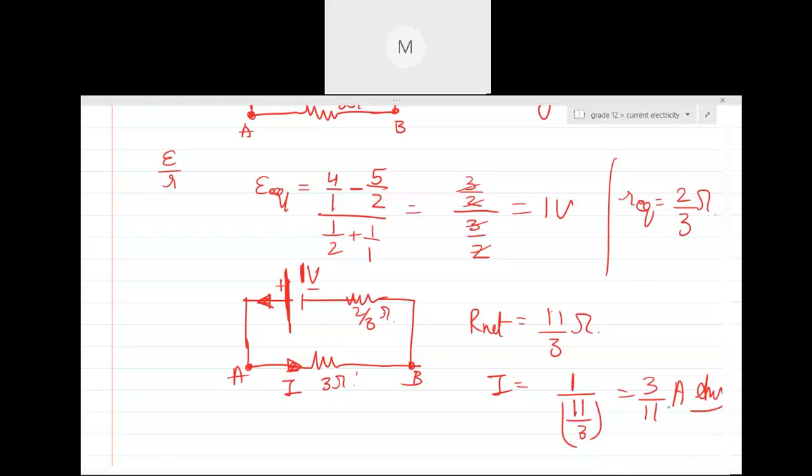I don't know what 3 by 11 is. 1 by 11 is 0.09, 0.09 into 3 is 0.27. So approximately 0.27 amperes. That should be the current.